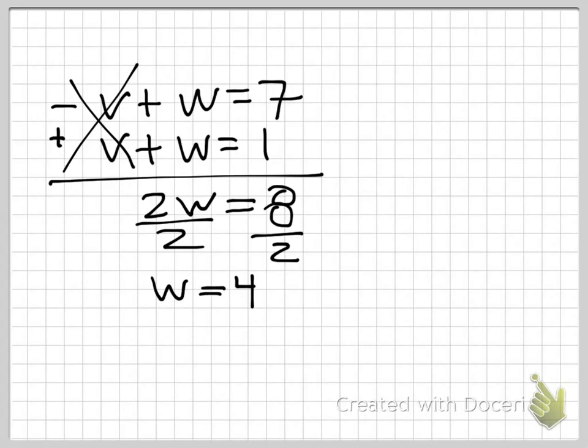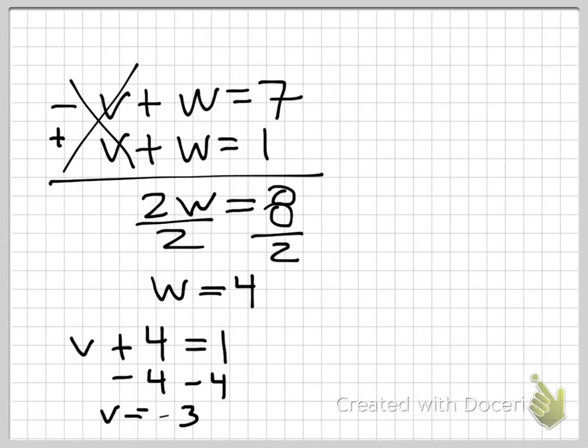And then with w, we can plug it back into either equation and solve for v. So let's do the second equation. So v would be negative 3. So my answer would be 4, negative 3, or negative 3, 4. Since they're not x and y values, you don't have to write them as an ordered pair.